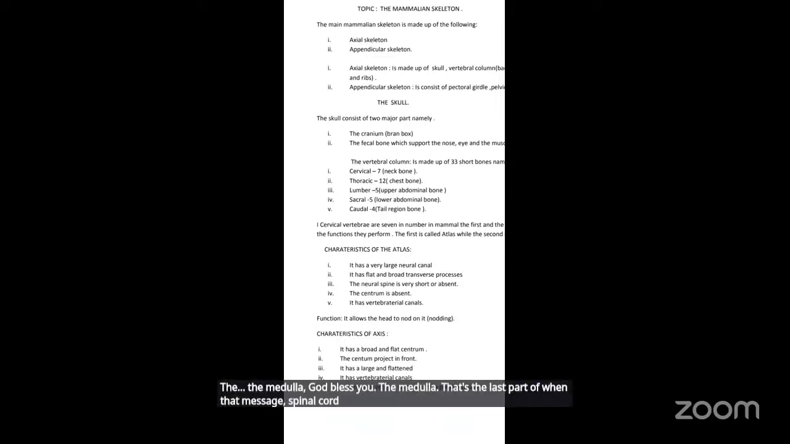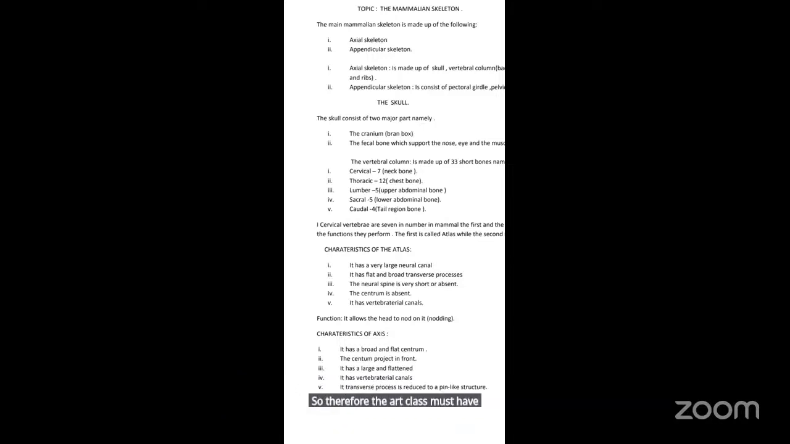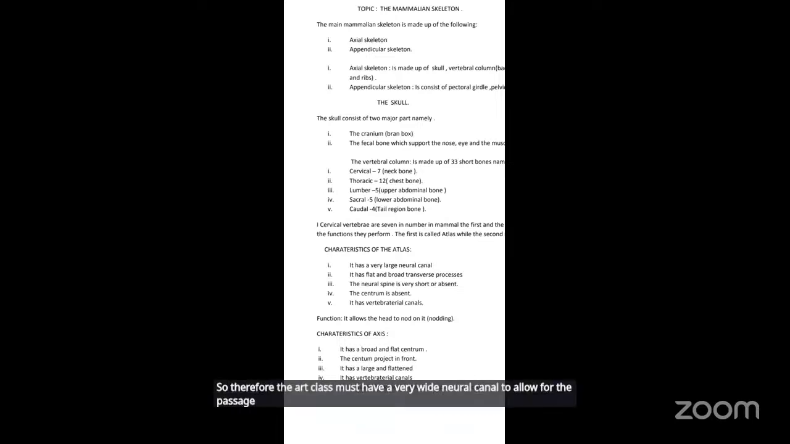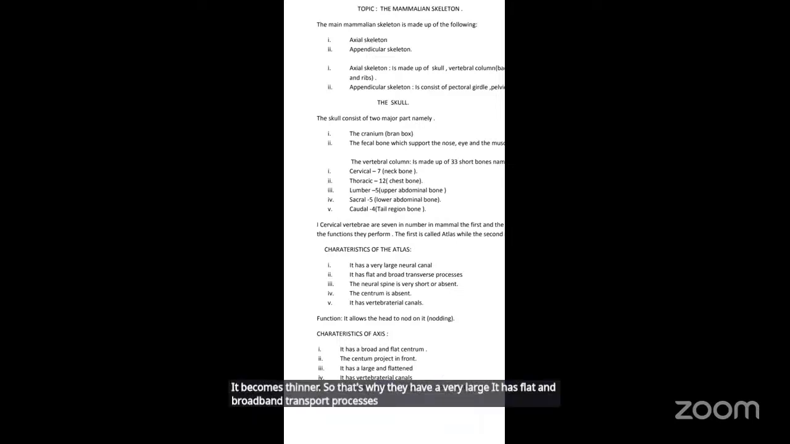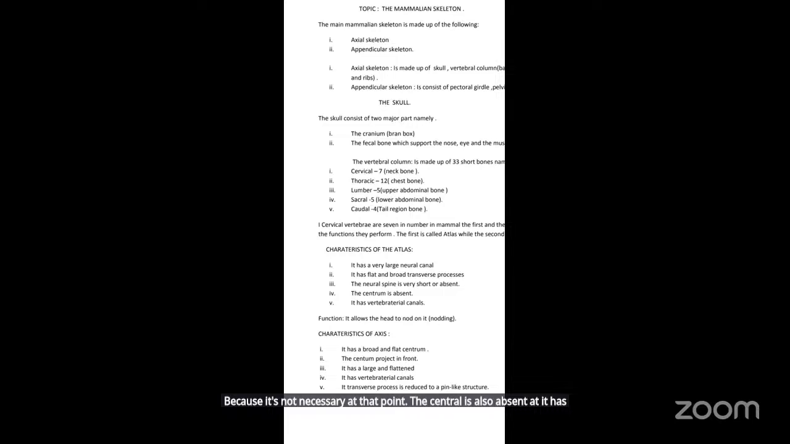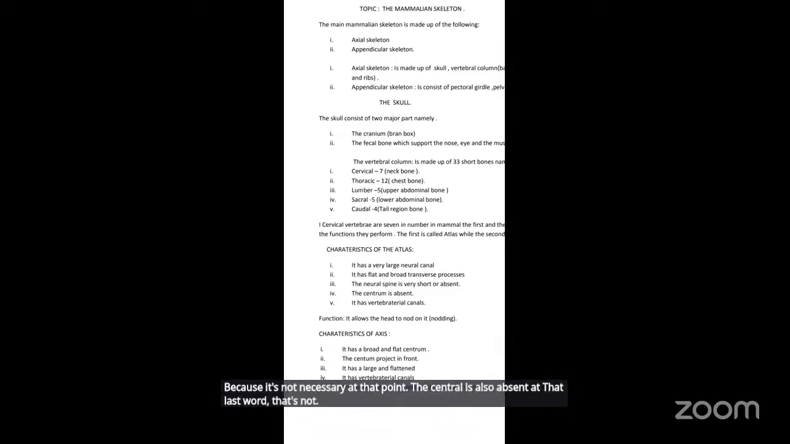The spinal cord is very big at that point, so the atlas must have a very wide neural canal to allow for its passage. As the spinal cord descends towards the sacral vertebrae, it becomes thinner. That's why the atlas has a very large neural canal. It has flat and broad transverse processes. The neural spine is very short or absent, because it's not necessary at that point, the centrum is also absent, and it has vertebral canals. It allows for the head to nod, the upward and downward movement of the skull.